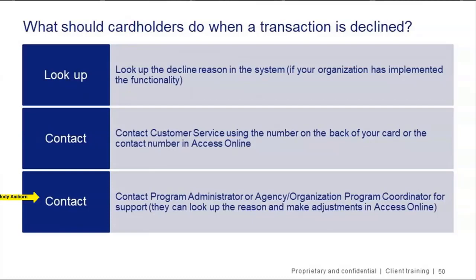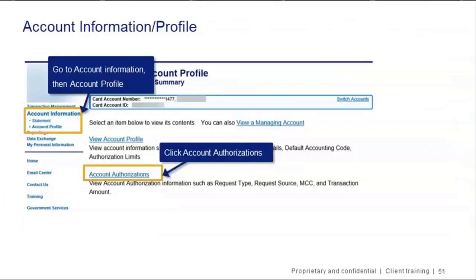For instance, if they need a limit increase on the card, or if they need a merchant opened up on the card, they will need to contact you for that type of permission. So how you will look up declines on the system: click on account information along the left navigation pane, and then you'll need to search for the cardholder account and click on their account profile.